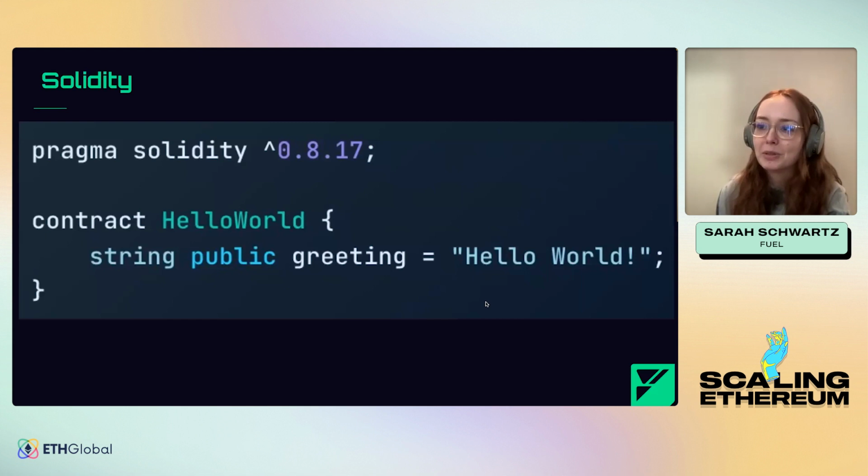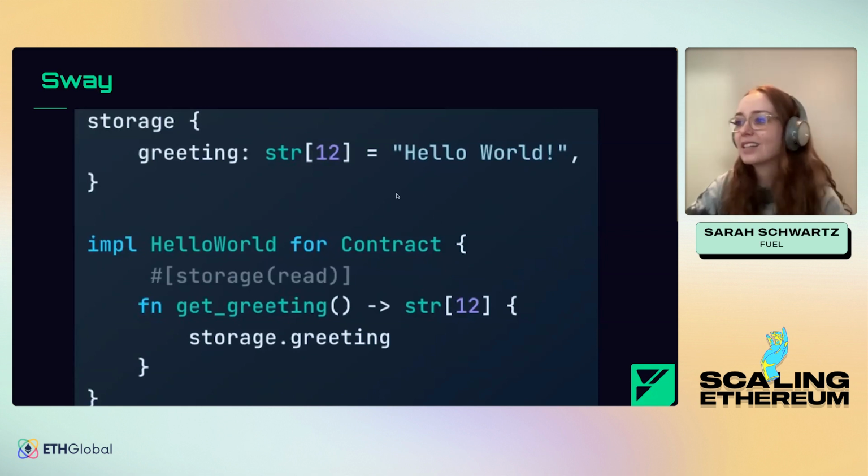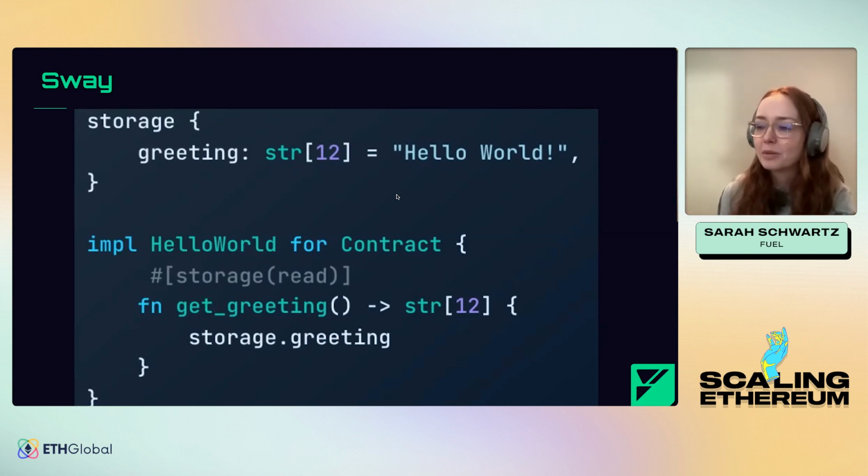So here's your typical hello world contract in Solidity. It just has this public greeting, a string called hello world. And if you're familiar with Solidity, you'll know that a getter function is automatically generated. And here's what that contract looks like in Sway. There are no hidden functions in Sway, so what you see is exactly what's in the contract and what's available. We have to write our own getter function here called getGreeting.